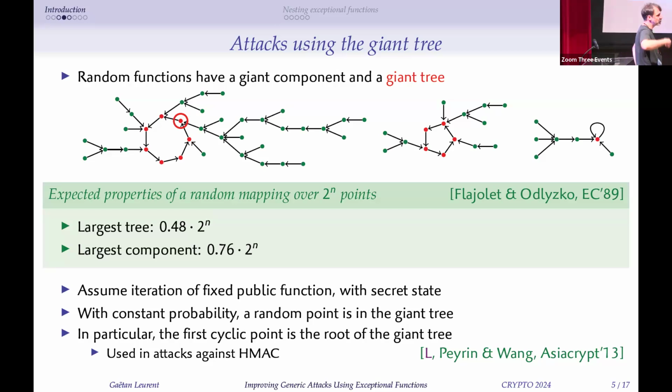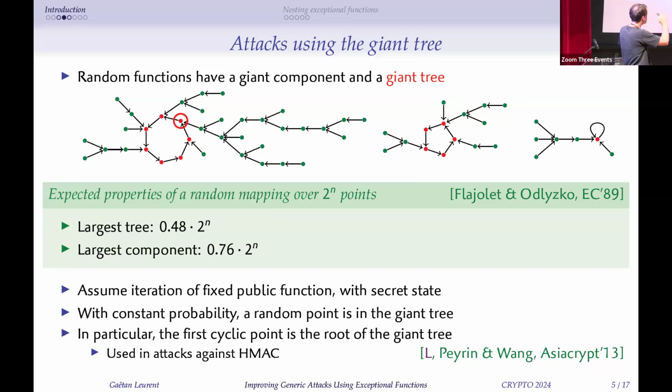And this means, in terms of cryptanalysis, if you have a construction that iterates a fixed public function, you can do some pre-computation to identify this giant tree and the root of the tree. And then you know that starting from a random or secret point, if you iterate, you are likely to enter the cycle at one very specific point. And this point, you can compute it offline because the function is public. And this was used, for instance, in attacks against HMAC.